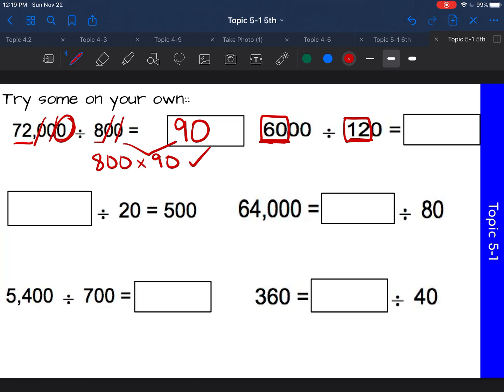Think, what is 12 times what gives you 60? 12 times 5. And then we're going to cross out the zeros they have in common or subtract them. 1 zero in common, nothing else to cross off, so that 1 zero goes to the 50. And I can check my work by multiplying. Again, 12 times 50, or 120, I'm sorry, times 50 equals 6,000. And it does.